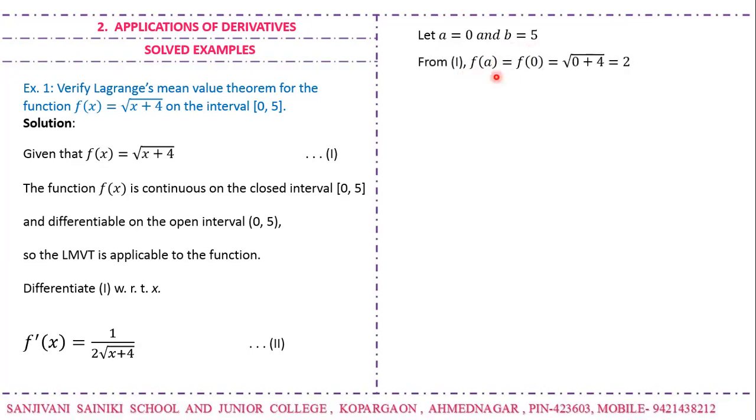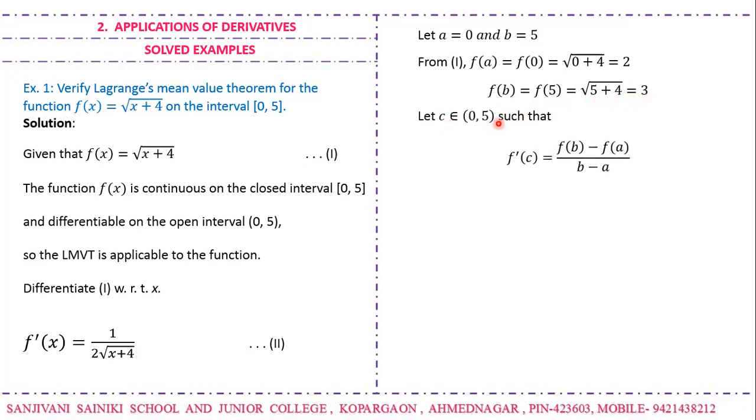So what is f of a then? F of a is root 0 plus 4, so root 4 is equal to 2, and f of b is equal to f of 5 is equal to root 5 plus 4. But 5 plus 4 is 9 and root of 9 is 3.